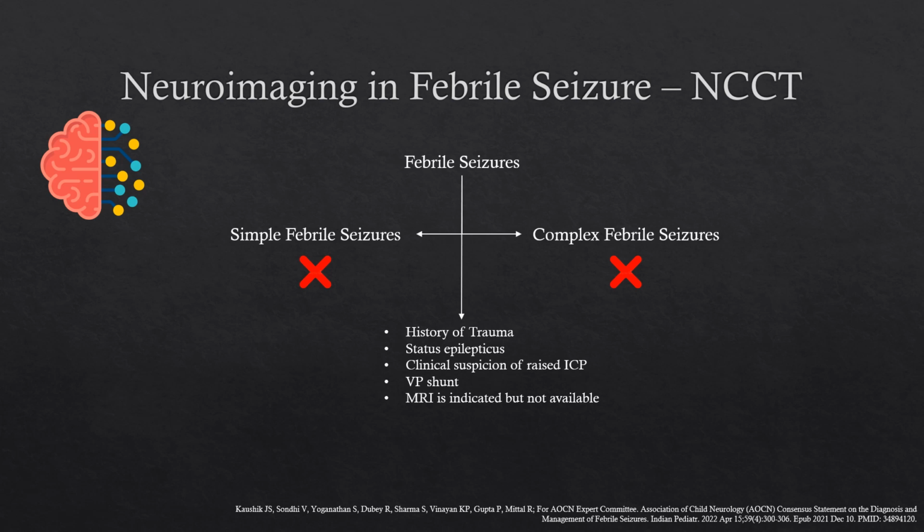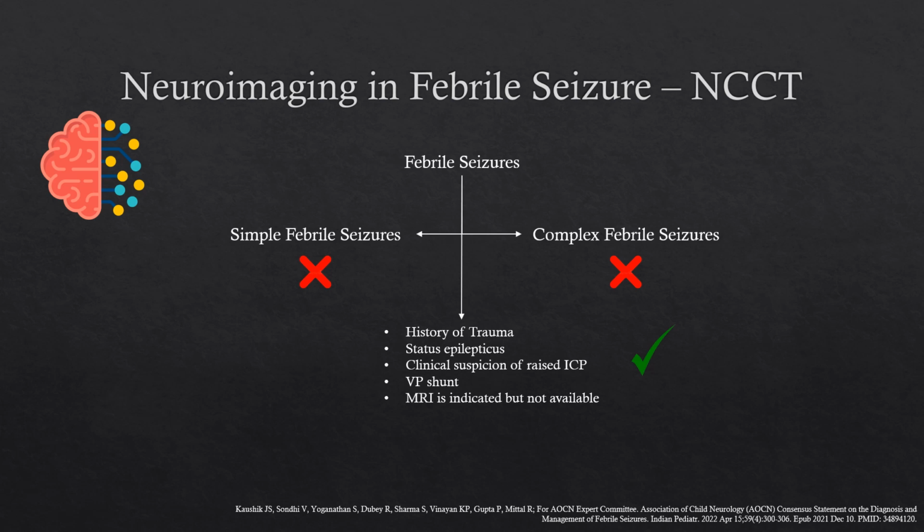If the patient has had some status epilepticus, if the patient has had some clinical suspicion of raised ICP, if the patient has had some VP shunt, if MRI is indicated as told before but is not available, in all these conditions we need to do NCCT brain, or non-contrast CT scan of the brain, because in all these conditions we may not have sufficient time to wait for an MRI to happen.